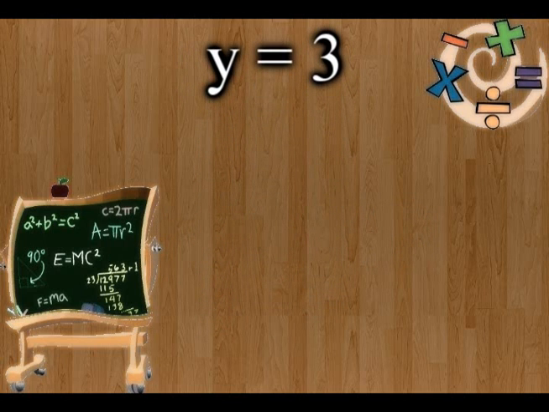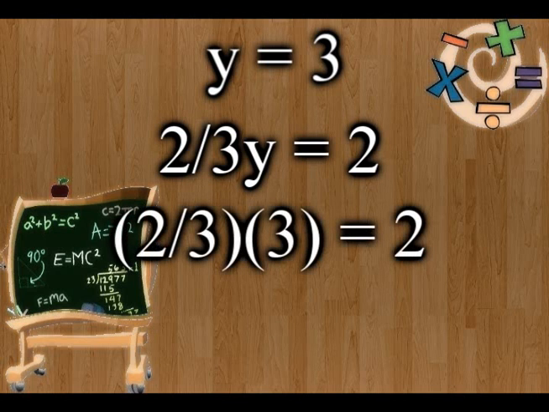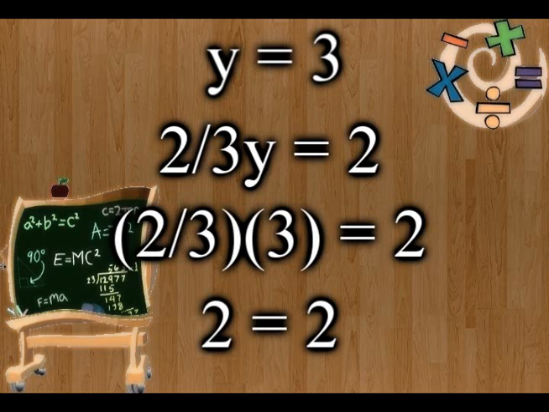To check if the value of the variable, y, is actually equal to 3, we should substitute 3 into the original equation. After replacing the variable, y, with 3, we should get 2 over 3 times 3 is equal to 2. 2 over 3 times 3 is equal to 2, so we get 2 equals 2 as our final result. This means that the true value of the variable, y, is actually 3, and that we did it correctly.